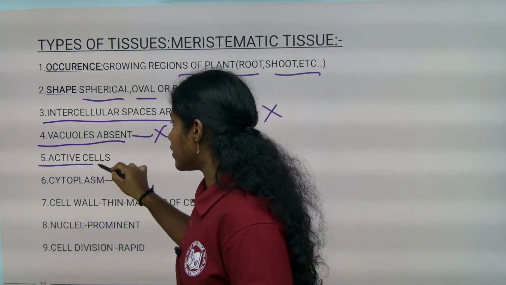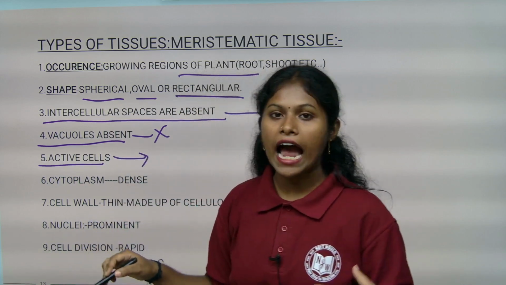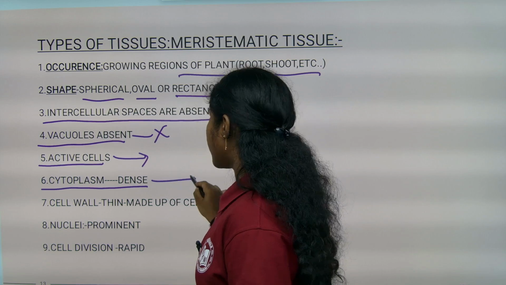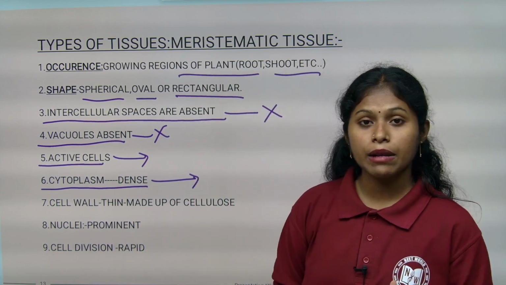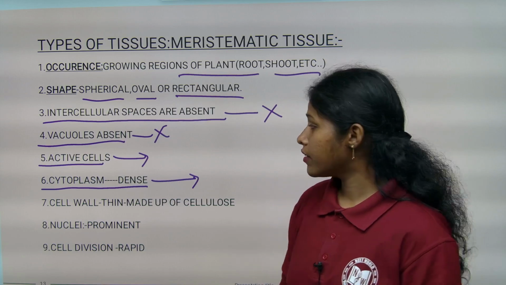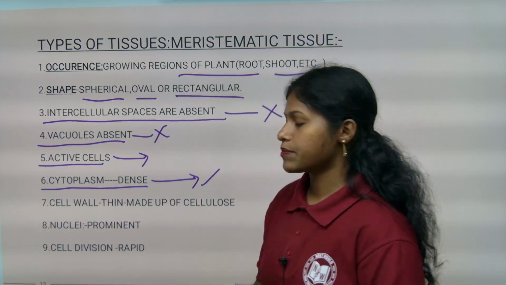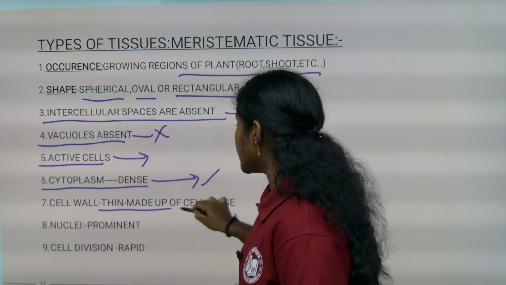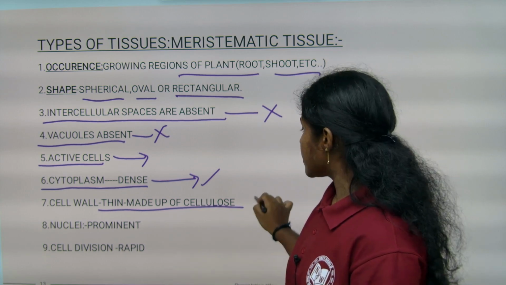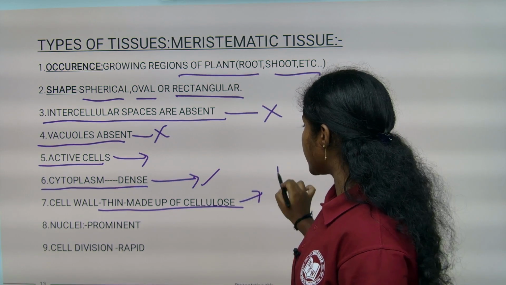And they are actively dividing cells. Meristematic cells are also called actively dividing cells, right? And they have dense cytoplasm. That is why they are actively dividing cells. With the help of the cytoplasm only, the division of cells is happening, right? So they have dense cytoplasm. And the cell wall is made up of thin cellulose. The cell wall is very thin, and it is made up of cellulose.